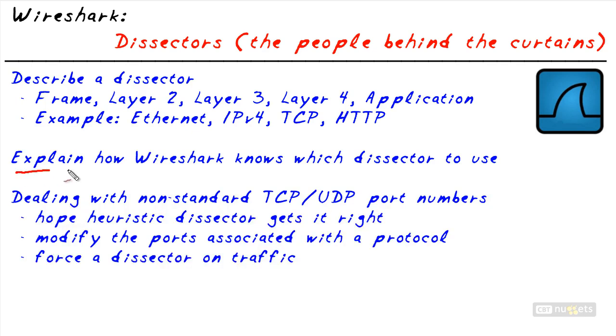So how exactly does Wireshark understand which dissector to use? For example, at layer 3, it could be IP version 4 or IP version 6. At layer 4, the transport layer, it could be TCP or UDP or GRE or ESP or a lot of other protocols as well. How does it know?